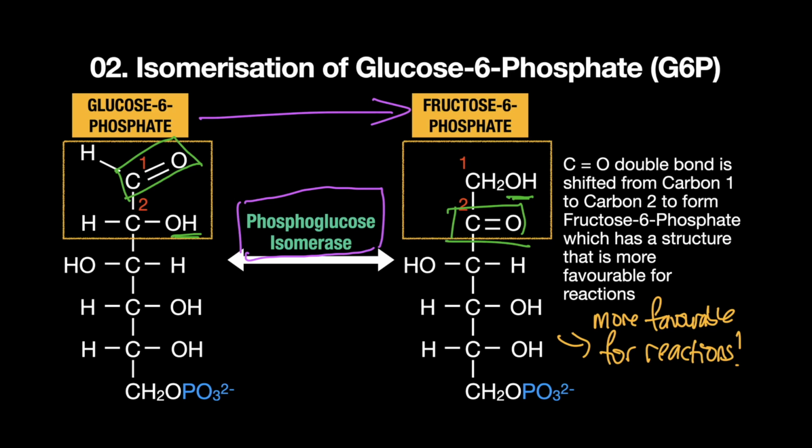In summary, phosphoglucose isomerase catalyzes the reversible isomerization of glucose 6-phosphate to fructose 6-phosphate. So you must be asking, why is it called fructose 6-phosphate? Well, here is a photo of glucose. Notice this. And notice this.